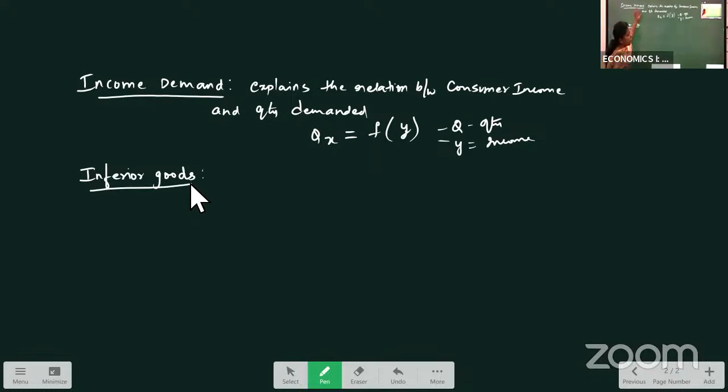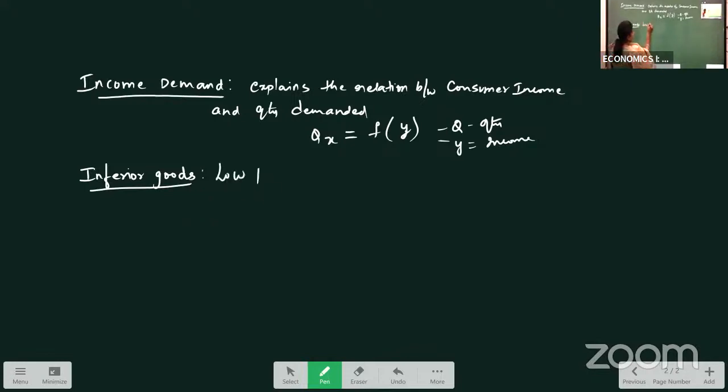Now in income demand, it explains the relation between consumer income and quantity demanded. That we know. Other factors remain constant, meaning our price is not changing, technology is not changing, the price of related goods is not changing here. Only when the consumer's income changes, during that time, demand also changes. That concept is called income demand. So first, in the case of inferior goods, what are inferior goods?